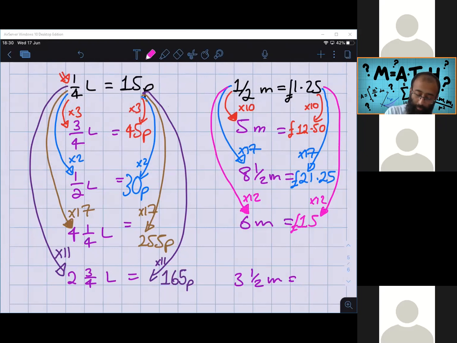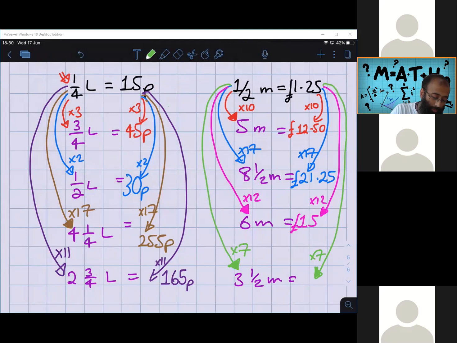Next. Then you have to know how many halves go into 3 and a half. Okay, so you go back to a half. So that's 7. 7 times. Yeah. And same there. So 1.25 times by 7 equals £8.75. Beautiful.